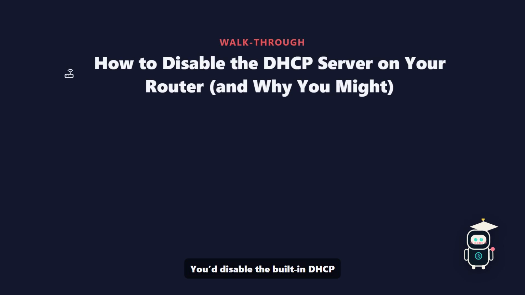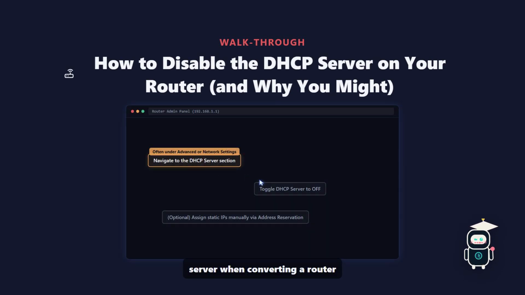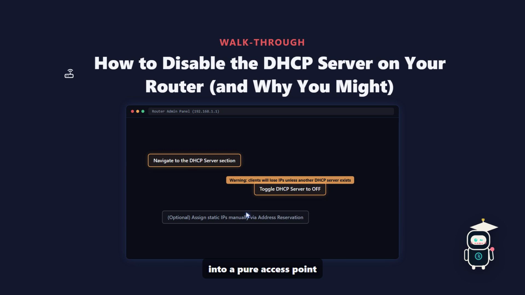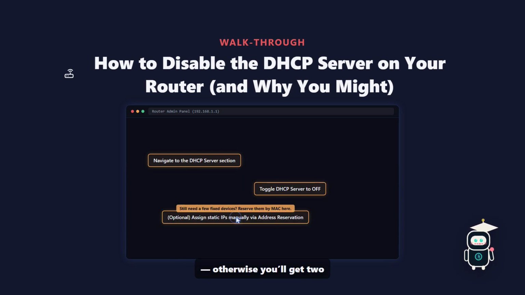You disable the built-in DHCP server when converting a router into a pure access point. Otherwise, you'll get two competing DHCP servers handing out conflicting IPs. Just make sure there's another DHCP source on the network first, or your devices won't get addresses at all. You can still manually reserve static IPs for printers or servers.